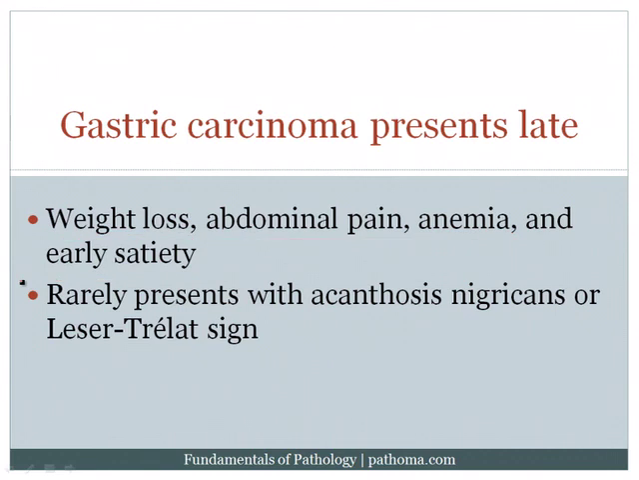Now there are some interesting signs that can be associated with gastric carcinoma. For example, one thing that can be seen is acanthosis nigricans, where you get a thickening and darkening of the skin, in particular in the axillary region. So that can be a sign that the patient has gastric carcinoma. Another very interesting sign is called the Leser-Trélat sign, and this is where the patients get dozens of seborrheic keratoses all over their skin that just sort of arise all of a sudden. And this can also be seen with gastric carcinoma, and you really want to know that association.